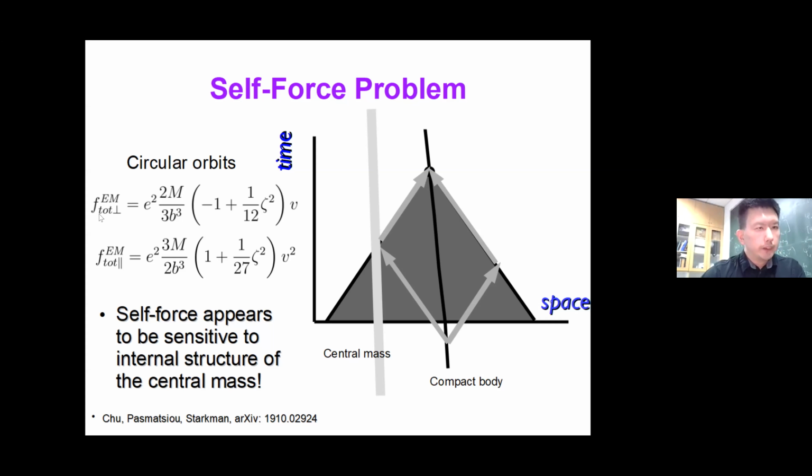I'm showing only the E&M result. Zeta, in fact, is the ratio of the size of the central mass divided by the distance between the orbiter and the central mass. And so what this seems to be telling us is the self force, this tail-induced self force, appears to be sensitive to the internal structure of the central mass. And it could potentially be very interesting if we can build detectors sensitive enough to measure this component accurately.